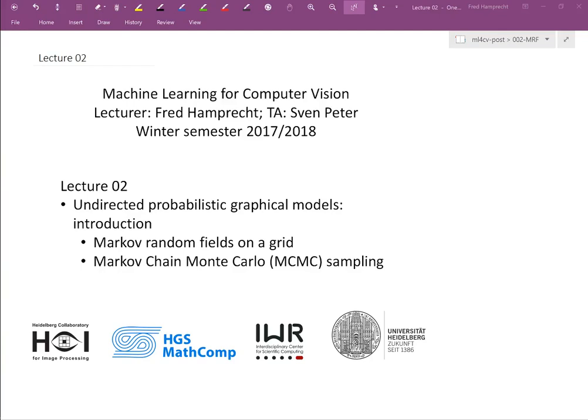So a week ago, I argued why it's worthwhile looking at structured models, and we started talking about undirected graphical models in a qualitative fashion. And today I want to give you more insight on what these priors look like, how they act, and how they can be put to good use in computer vision.